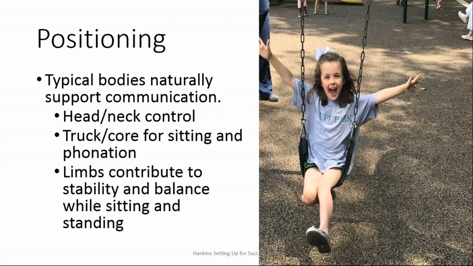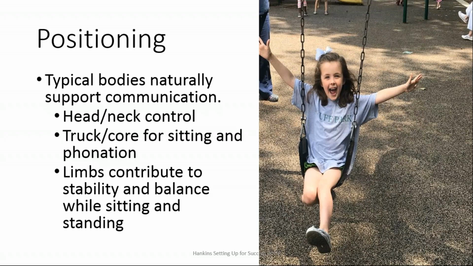This is a picture of my daughter. She is now 7. I think she was 5 or 6 in that picture. And I just want to talk about positioning. Typical bodies naturally support communication. So if you look at my daughter Lucy in that swing right now, she has really good head and neck control. She can hold her head up really well. In that swing that gives her virtually no support, she has good trunk and core for sitting and for phonation. She's probably yelling at me right there. Her limbs contribute to stability and balance while she's sitting and standing. So she's got everything kind of in a free fall, but she can still balance.